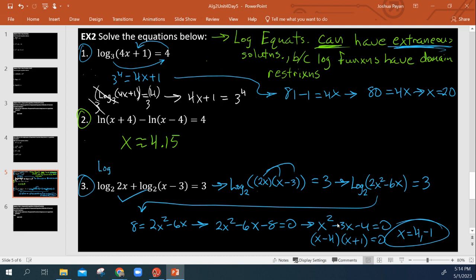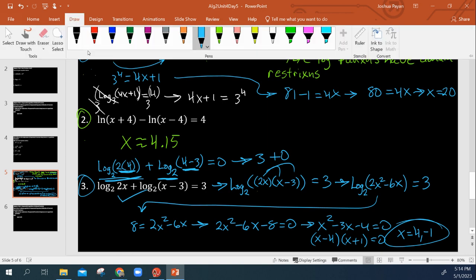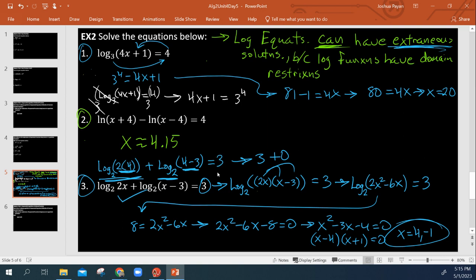So log base 2 of 2 times x, and I'm going to start with the positive 4, plus log base 2 of x minus 3 is equal to 3. So log base 2 of 8 is going to be 3, and log base 2 of 1 is going to be 0, and 3 plus 0 equals 3 equals 3. So 3 plus 0 obviously equals 3. So the 4 checks out.